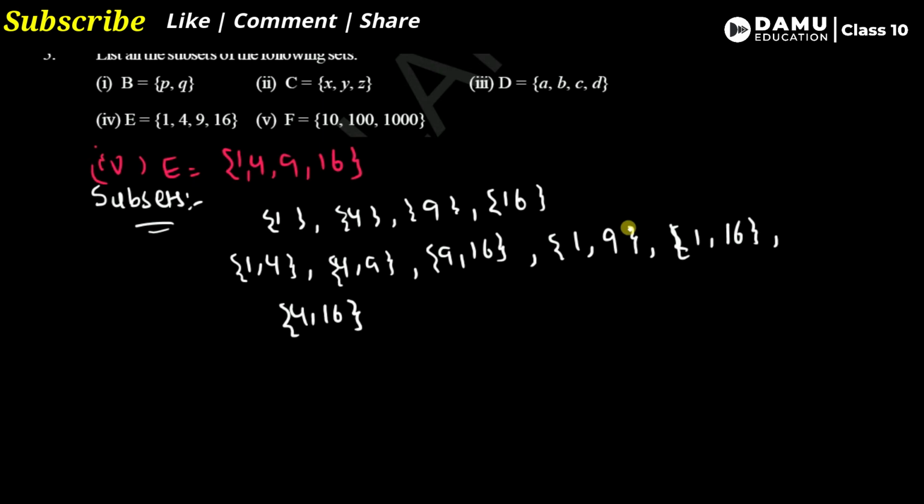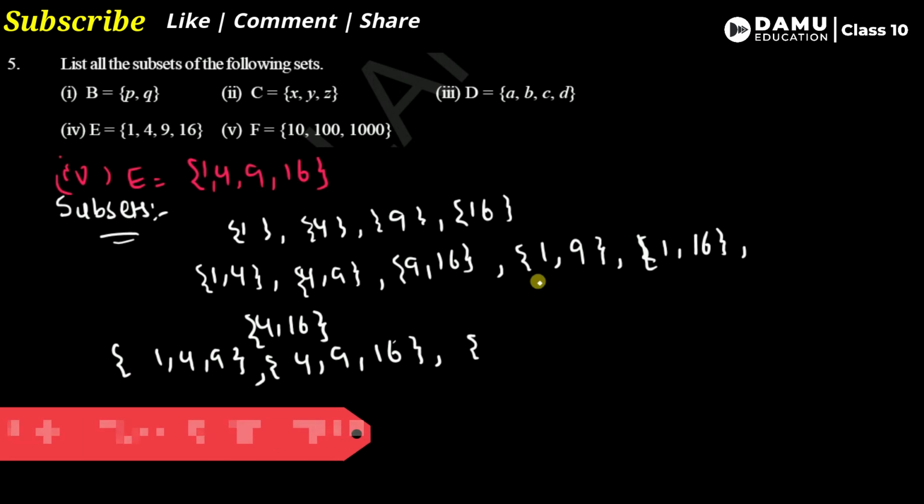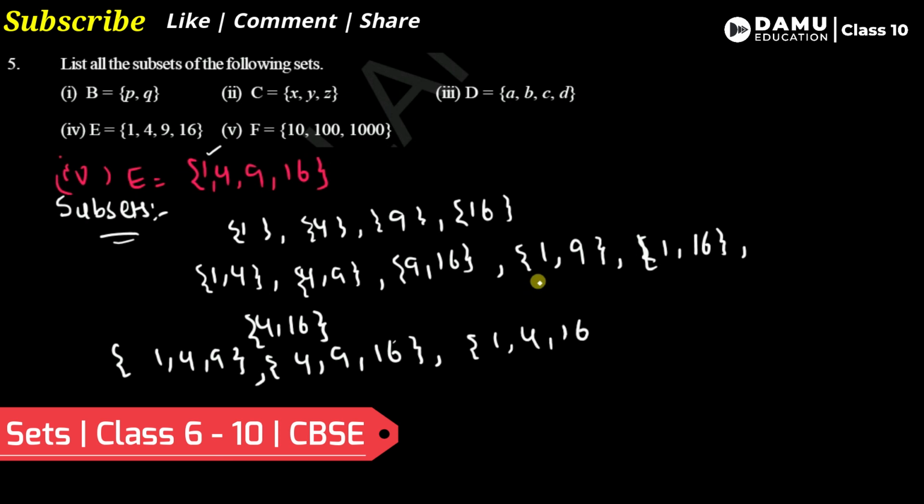Then what about three elements? {1, 4, 9} is one combination. Then {4, 9, 16} is another combination. Start with 1: {1, 4, 9} is already over. Then {1, 4, 16}. Then leaving 4, what set do we get? {1, 9, 16}. So these are the three-element sets. Then for the four-element set, we can write {1, 4, 9, 16}, which is itself a set, and phi is also a set.